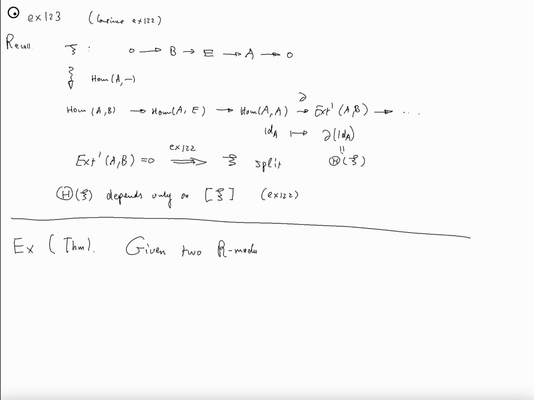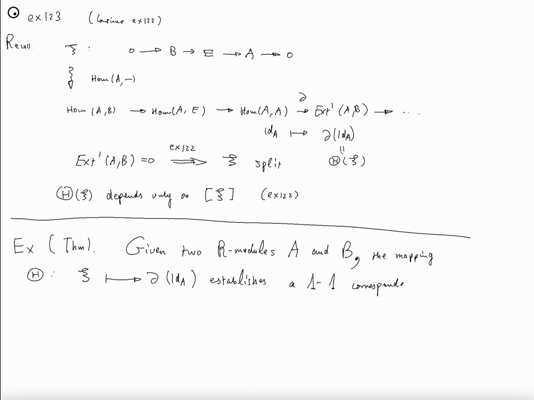So let's work in the category of R-modules. Given two modules A and B, the mapping I've described from the extension class to its obstruction actually establishes a one-to-one correspondence from equivalence classes of extensions of A by B to the Ext^1 group of A, B.